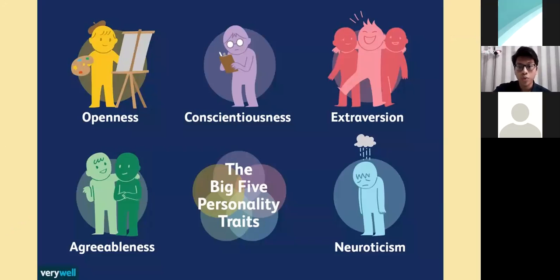It is important to note that each of the 5 personality factors represents a range between 2 extremes. For example, extraversion represents a spectrum between extreme extraversion and another extreme, which is introversion. So in the real world, most people will lie somewhere in between the 2 polar ends of each dimension. Okay, next.